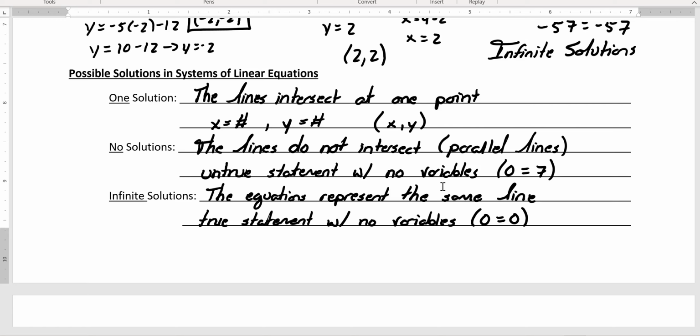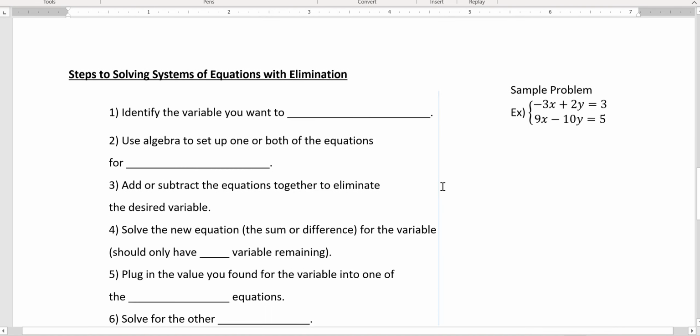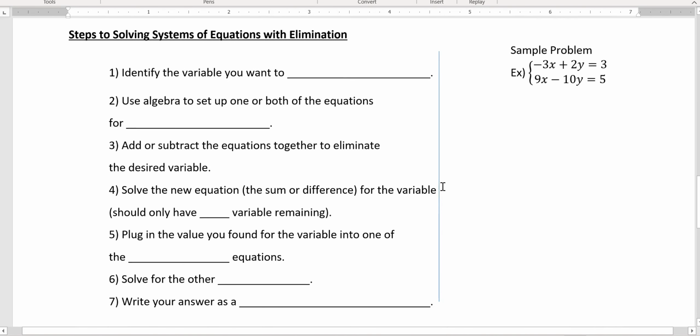So now that we have that in mind, we've talked about substitution, let's talk about elimination. So, when we're solving with elimination, the first thing we need to do is identify the variable that we want to eliminate. Now, looking at my example here, there's a couple different ways you can approach it. We can choose to eliminate x, or we can choose to eliminate y. Really, we just need to pick one. In this case, neither one would be too difficult.